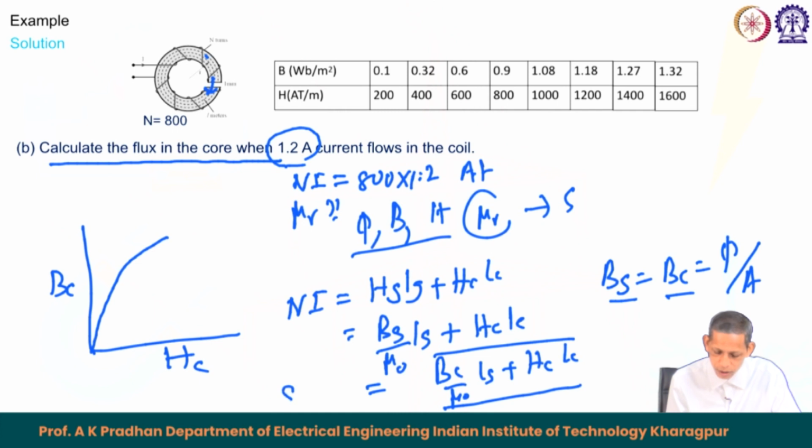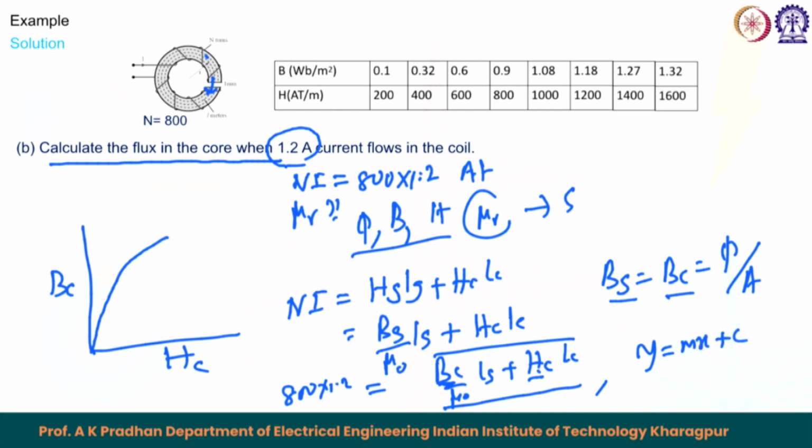So, this is 800 into 1.2. So, this value we know. We need to see this operating point. Here, if we see this equation, this becomes y equals m x plus c kind of thing for the B versus H. So, B c versus H for the core. These are y equals m x plus c.